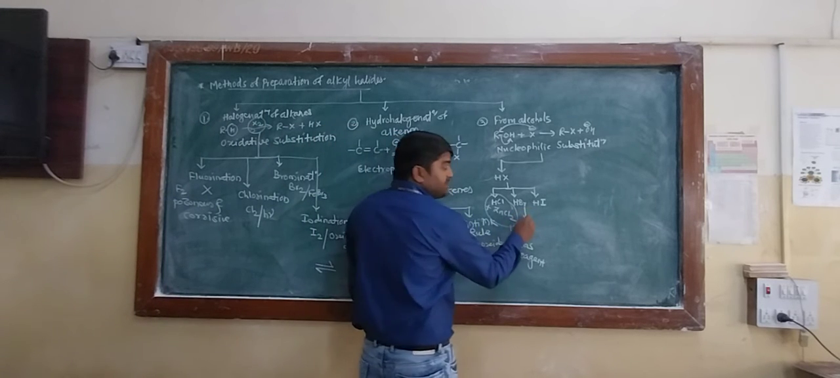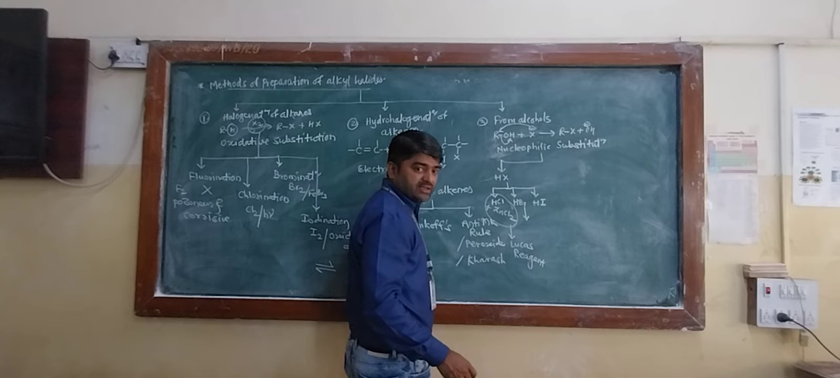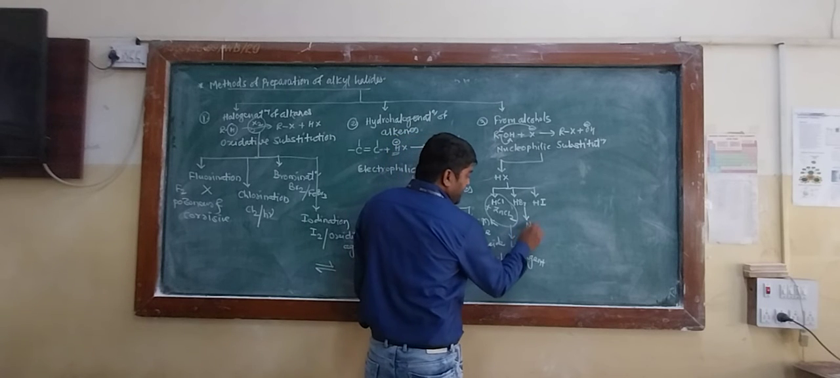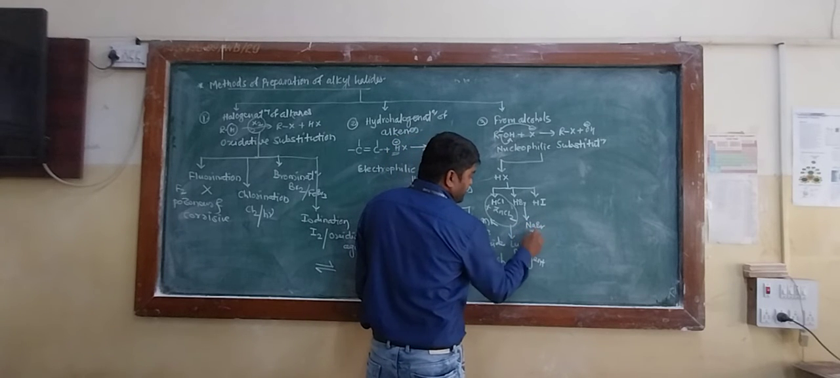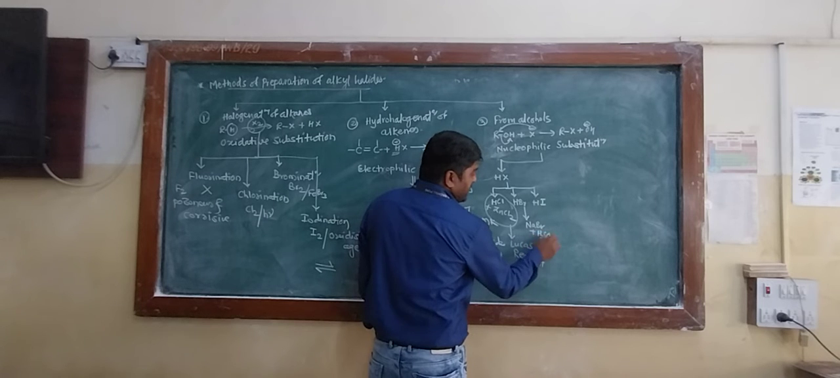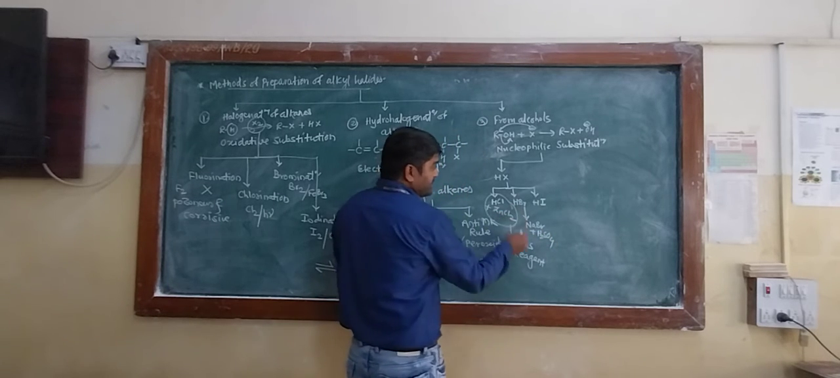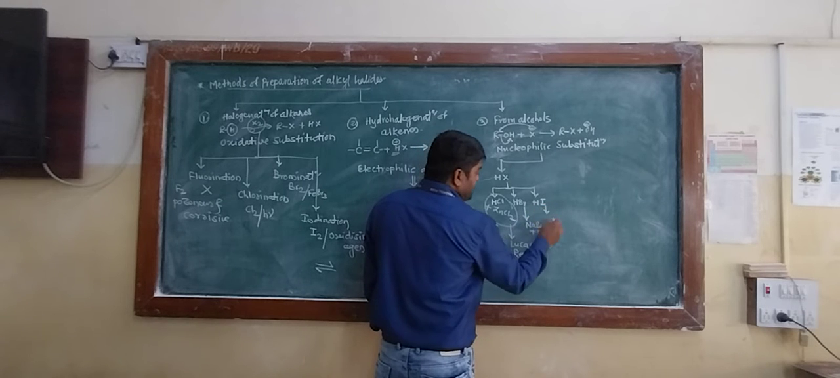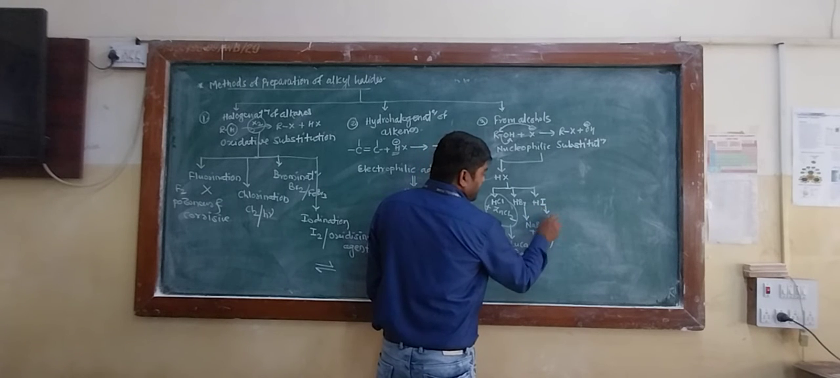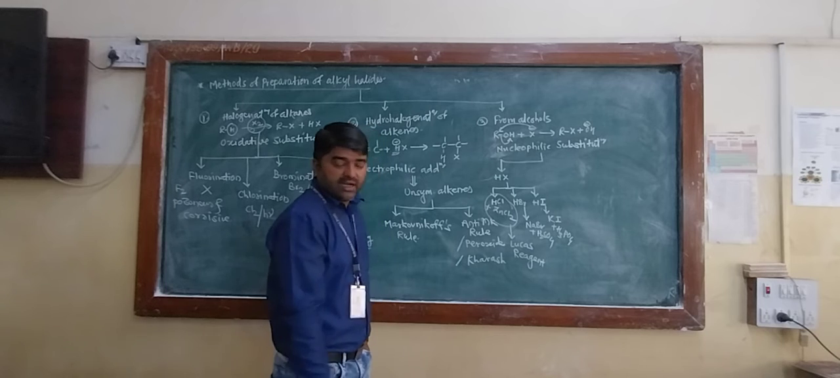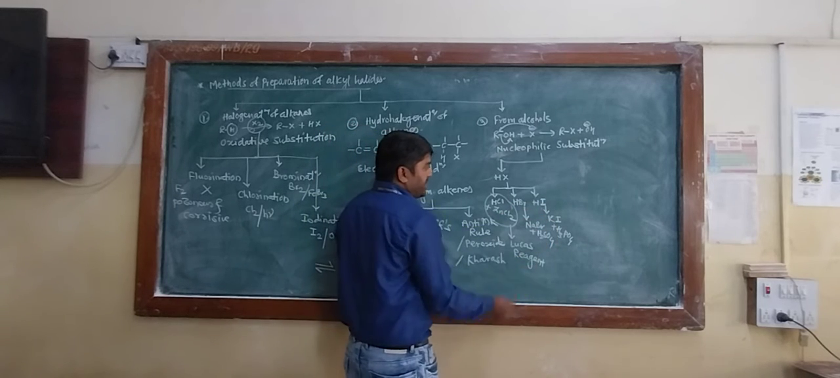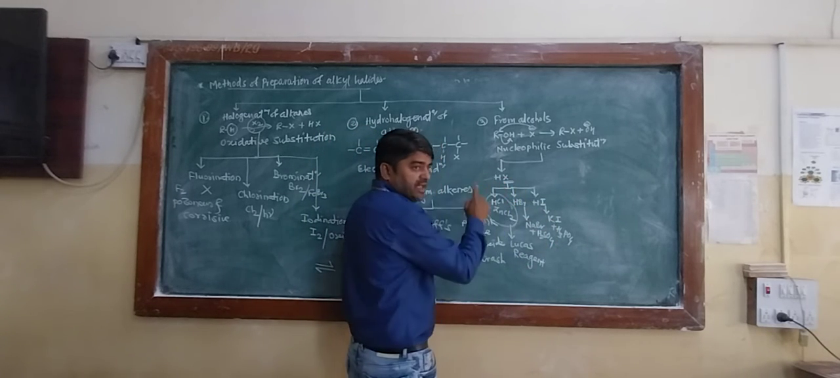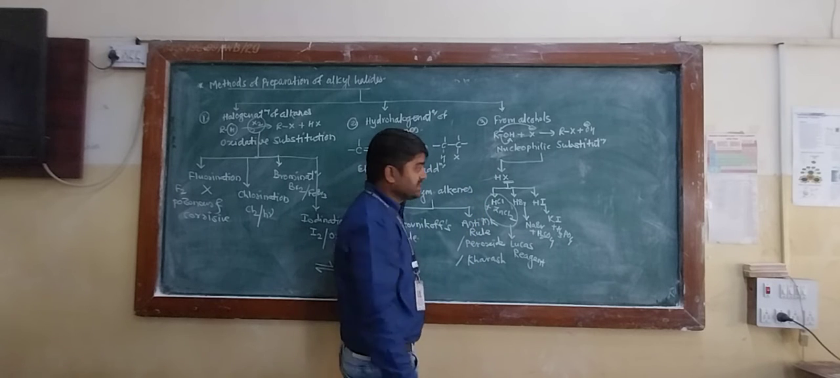HBr is unstable, so it is prepared at the time of reaction from NaBr plus H2SO4. NaBr plus H2SO4 gives HBr. HI is also an unstable compound, so it is prepared from KI plus H3PO4, phosphoric acid. These are unstable, so these are prepared at the time of reaction. This is the source of X minus ion in the HX.